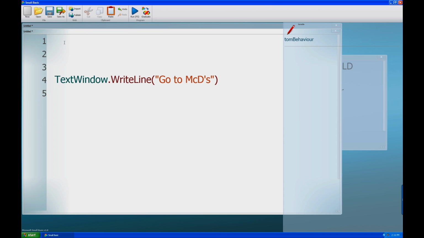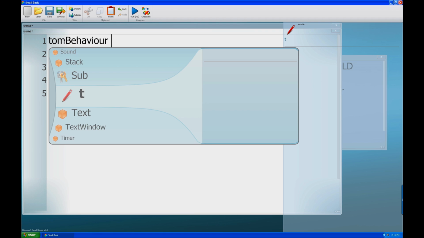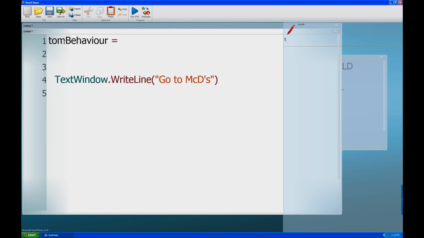So, a reward when I was younger was always going to McDonald's, and that would often be based on my behaviour. So, what I'm going to do here is store what my behaviour is like, and I'm going to say it can either be good or bad. So, let's pretend that my behaviour is bad to start with.